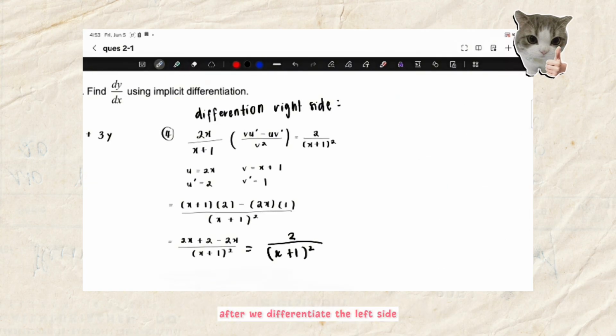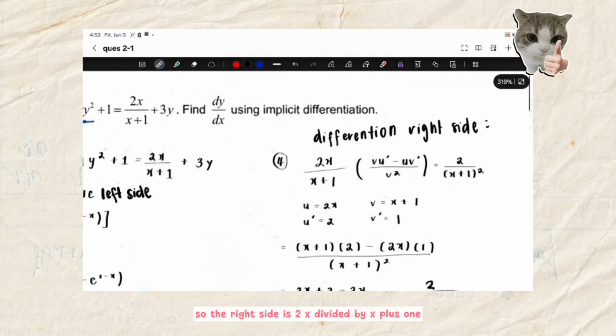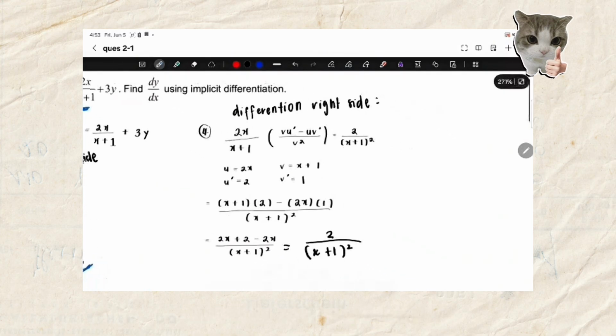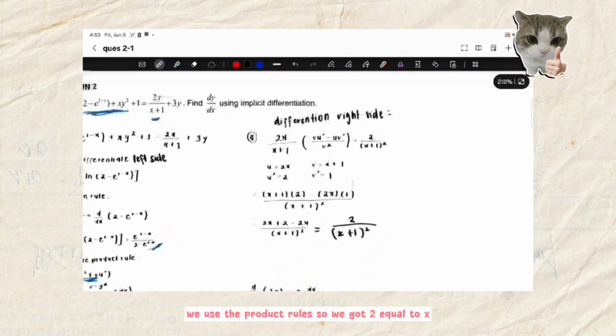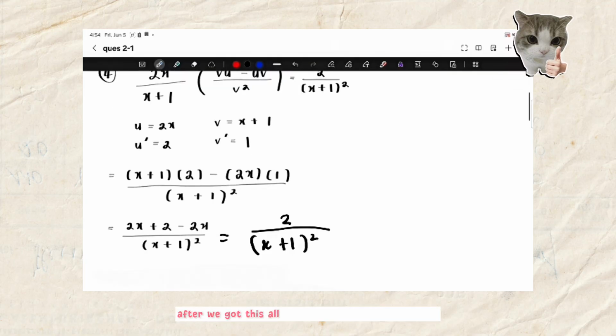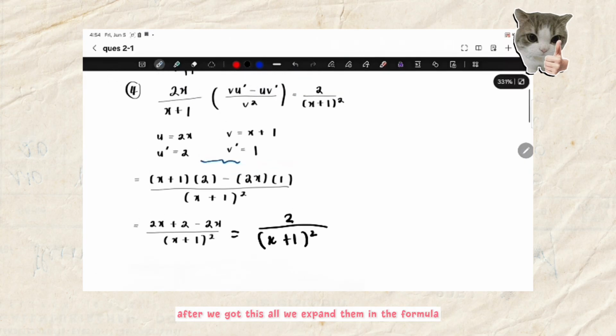After we differentiate the left side, now we differentiate the right side. The right side is 2x divided by x plus 1. We use the quotient rule. So we let u equal 2x, u prime equal 2, v equal x plus 1, v prime equal 1. After we got all this, we substitute them into the formula, which is this formula.